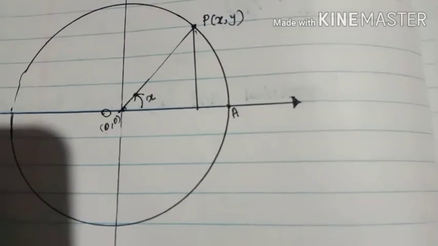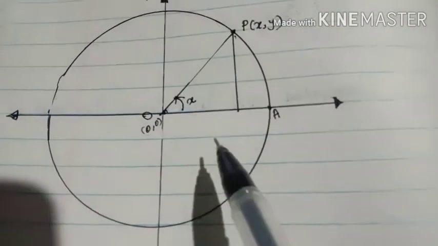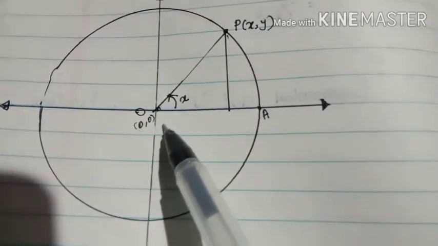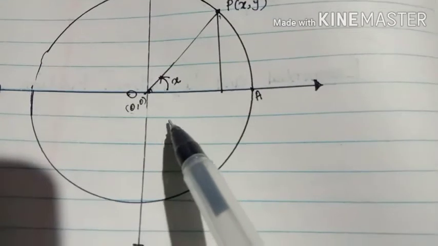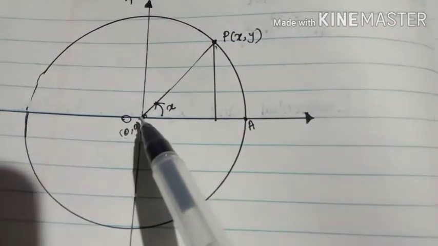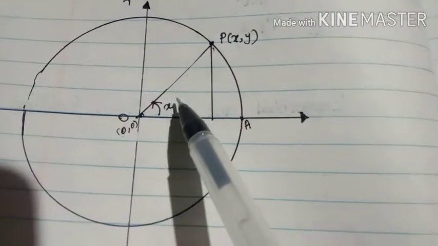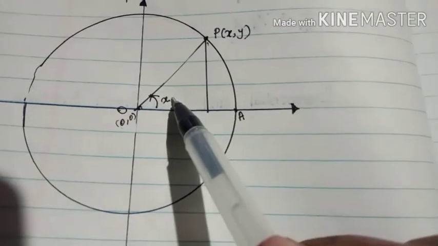Angles measured in the anti-clockwise direction are always positive, and angles measured in the clockwise direction, in this direction, okay, the clockwise direction, are always negative. Now we can consider this angle AOP in radian measure, so that the angle is x radian.